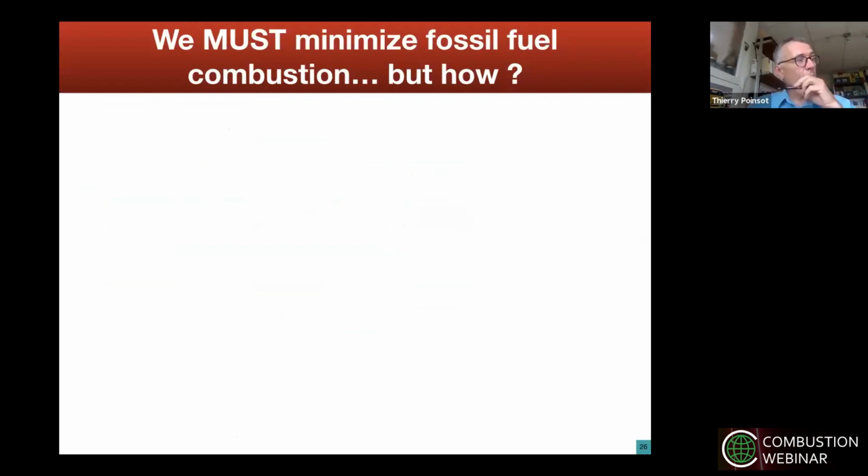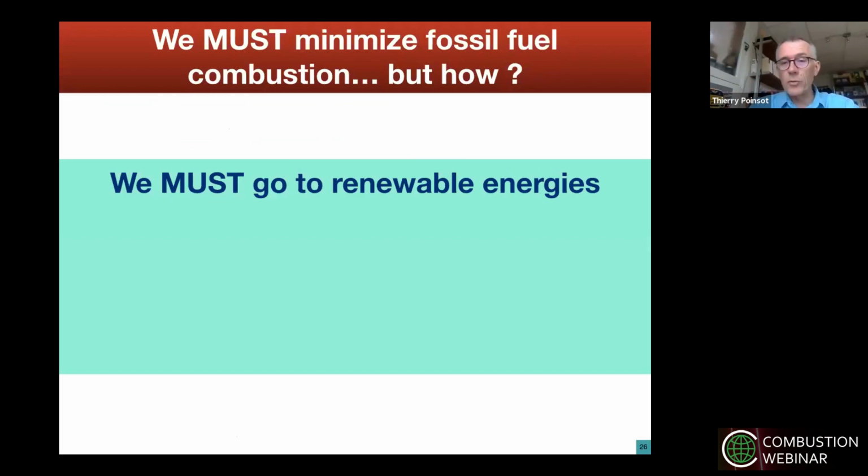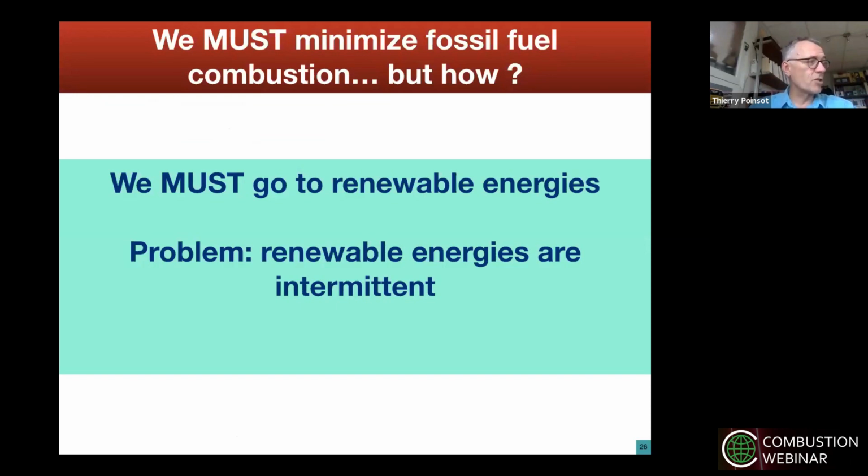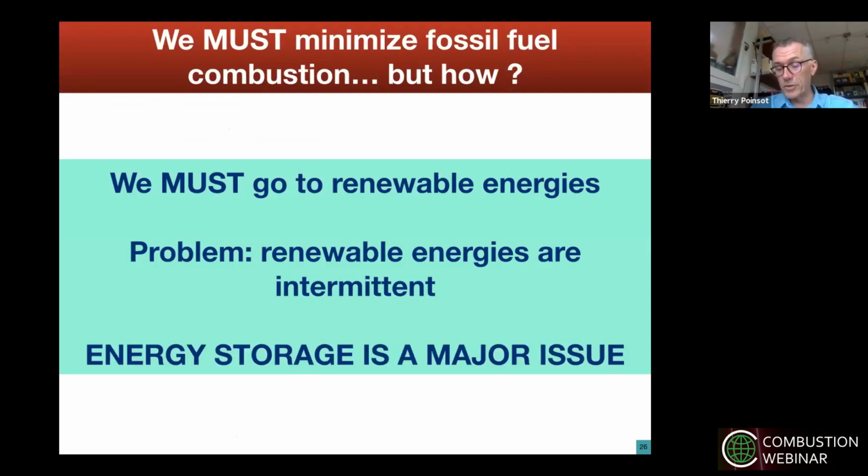So in the long term, we must minimize fossil fuel combustion. But how do we do that? Of course, we need to go to renewable energies. Everyone sees that. The problem is that these energies are intermittent. You cannot rely on them. You don't know when they will produce. And so the only way to handle the situation where we will have something like 80% of renewables is storage. So we need to store energy.